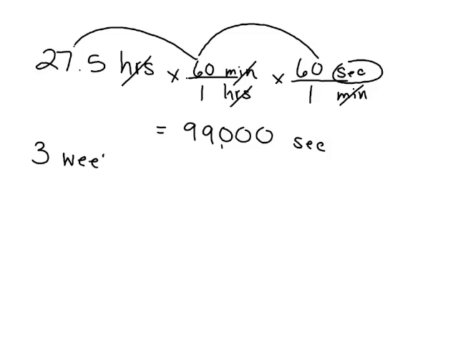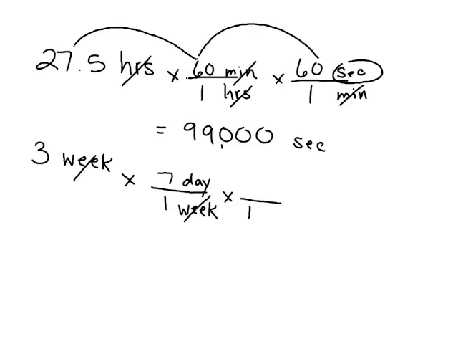I have 3 weeks. Convert that to minutes. Convert to days first. Okay, so weeks to days first. Weeks on top or bottom? Bottom. So how many days in a week? So then weeks cancel, left with days. Now I need to go days to hours. Days on top or bottom?